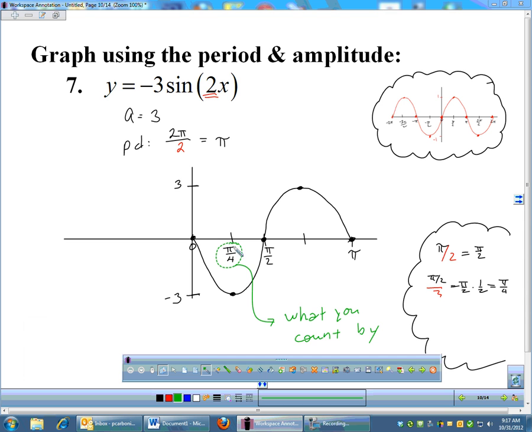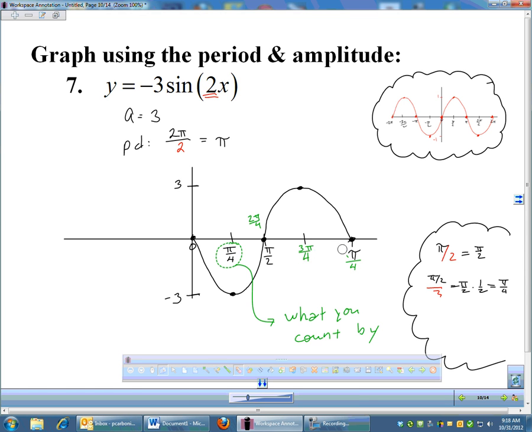And what I mean by what you count by is this is 1 pi over 4. If I keep counting by pi over 4, so 1 pi over 4, 2 pi over 4, 3 pi over 4, 4 pi over 4. This is 2 pi over 4 right here, which reduces to pi over 2. This one is my third pi over 4, which doesn't reduce. This one is 4 pi over 4, and the 4's actually cancel, leaving you with just pi. So this is how we're going to graph.